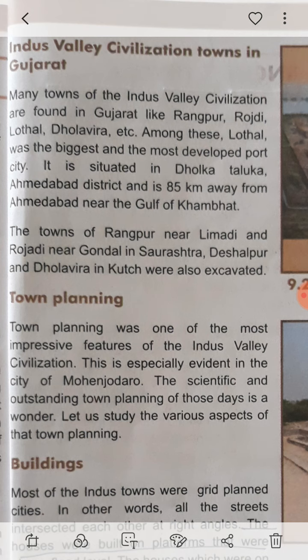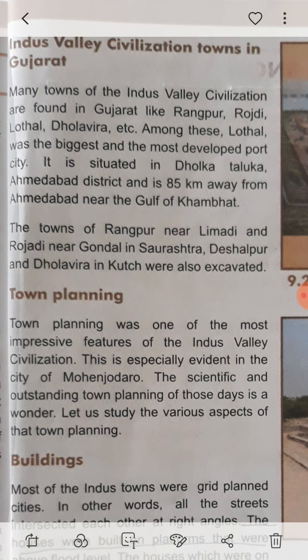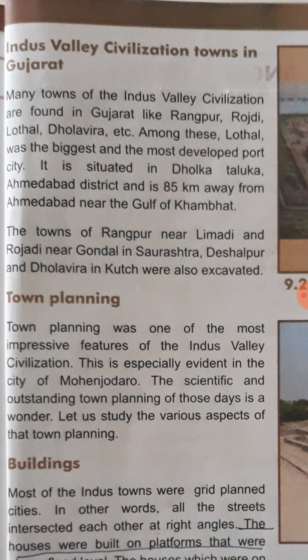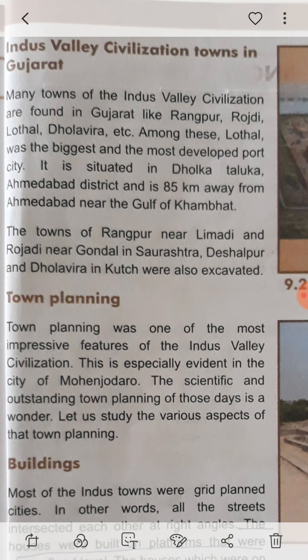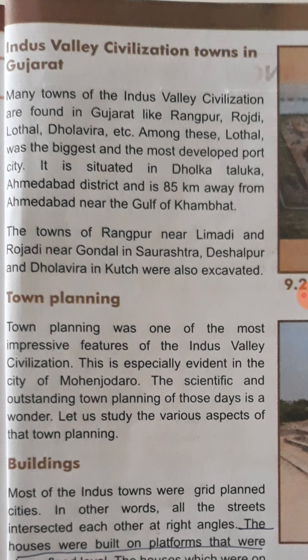Many towns of the Indus Valley civilization are found in Gujarat like Rangpur, Rojdi, Lothal, Dholavira, etc. Among these, Lothal was the biggest and most developed port city. It is situated in Dholka Taluka, Ahmedabad district, and is 85 km away from Ahmedabad near the Gulf of Khambhat. The towns of Rangpur near Limdi and Rojdi near Gondal in Saurashtra, Deshalpur and Dholavira in Kutch were also excavated.